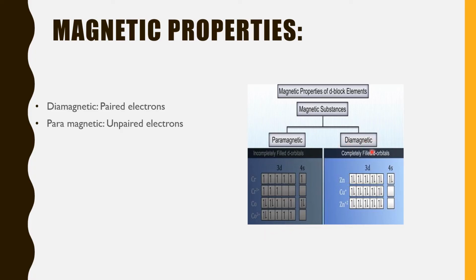And diamagnetic is completely filled d orbitals. Let's see this example. Zinc has 3d10 4s2 electronic configuration. It is completely filled. And for copper plus, if we remove one electron from copper, it becomes a completely filled d orbital. If we remove two electrons from 4s to make zinc 2 plus, it also becomes completely filled d orbitals. These are the magnetic properties of d block elements.